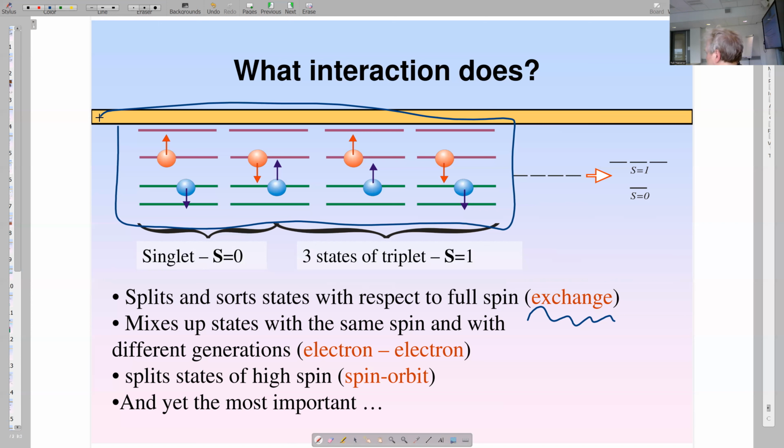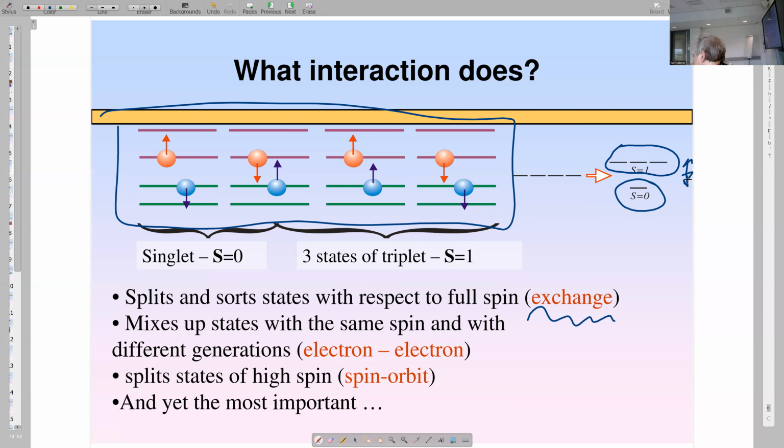From these 4 states, you can make a state with 0 total spin, which is a singlet state. Or you can make 3 degenerate states with spin 1. Spin 1 has 3 projections: -1, 0, +1. If you don't apply a magnetic field or something like that, these 3 states will be on the same level, degenerate with respect to spin. And what interaction does is provide an energy gap between these states.